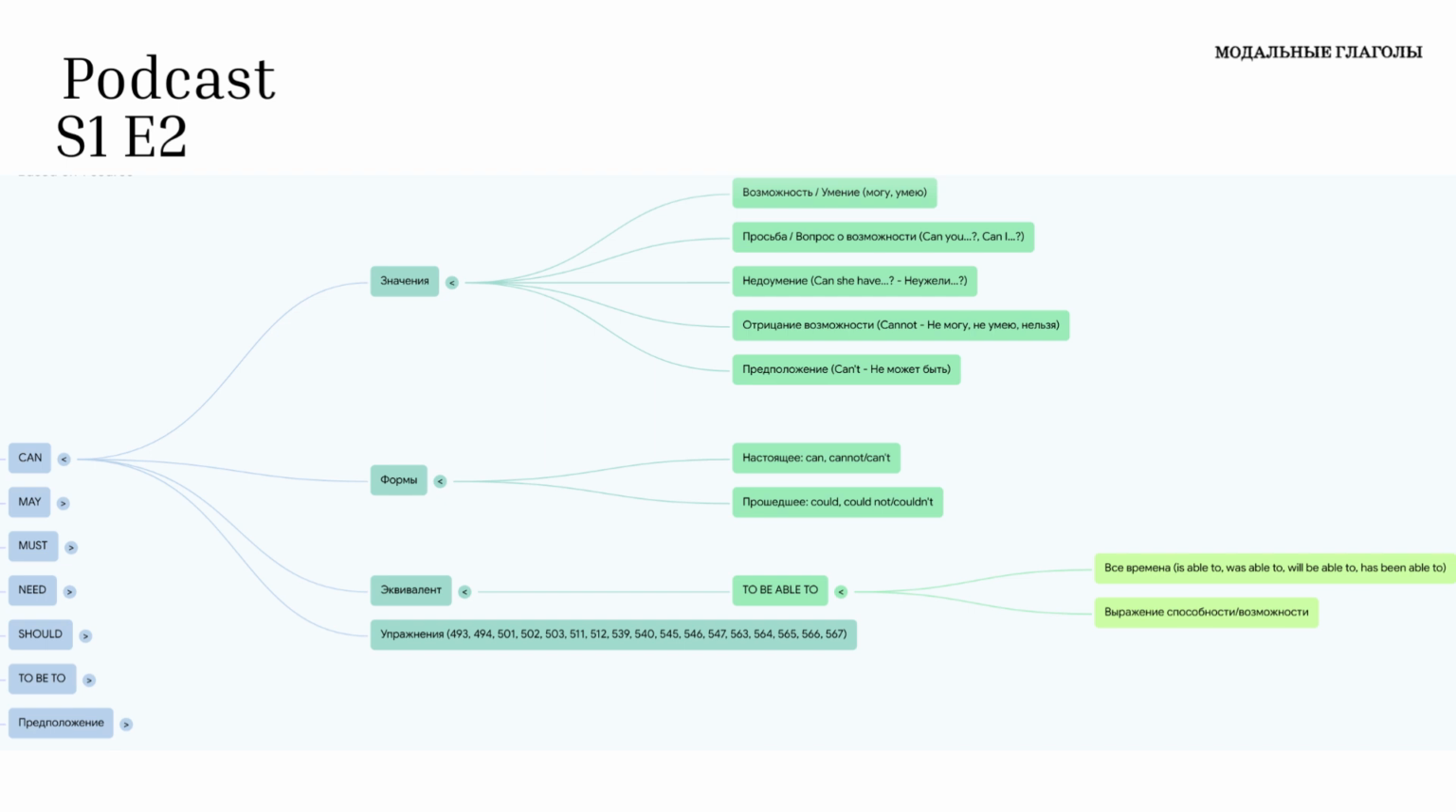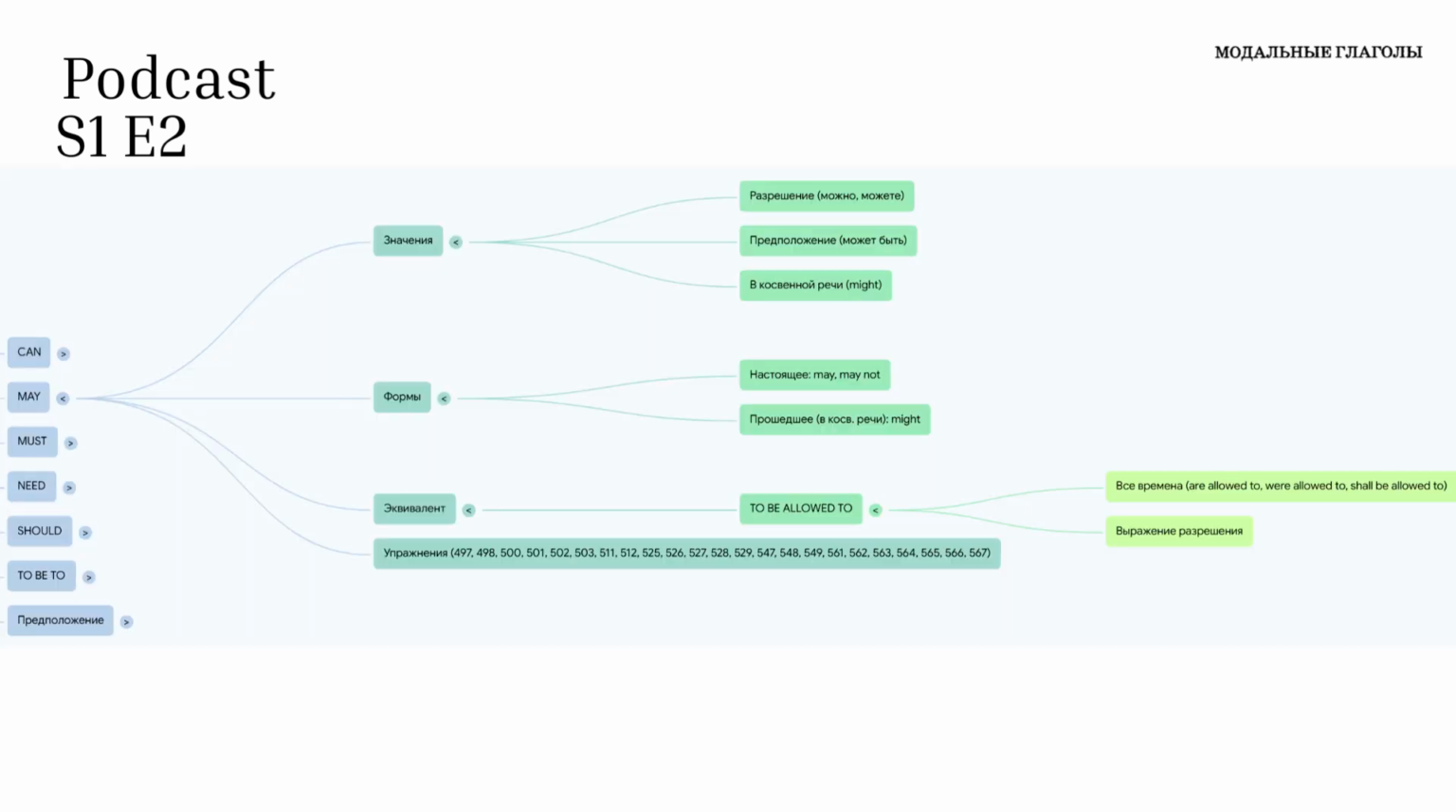Think about it. You can say he is able to do it, which is very similar to he can do it. But you can also say he was able to do it yesterday for past ability, and this is crucial, he will be able to do it tomorrow. Because there's no single word like will can. So to be able to is absolutely essential for talking about future ability.